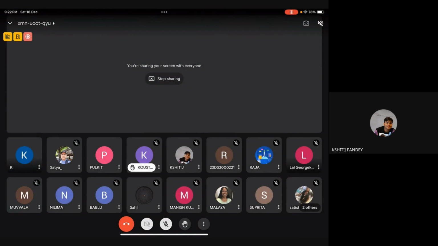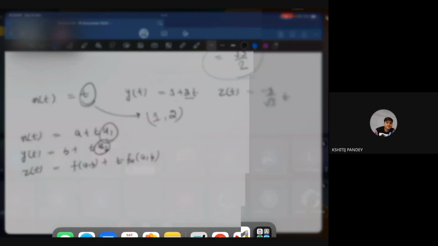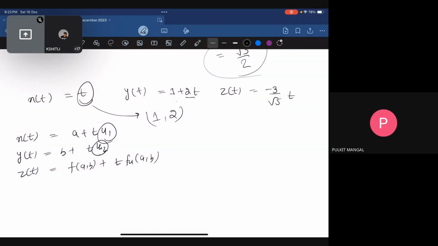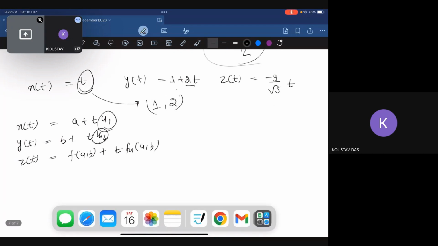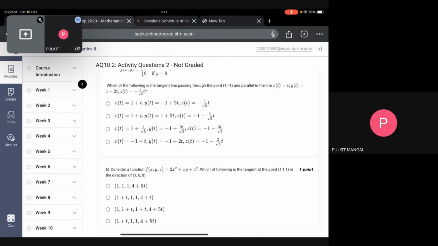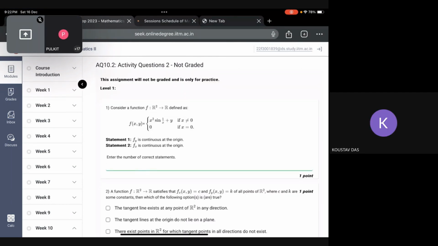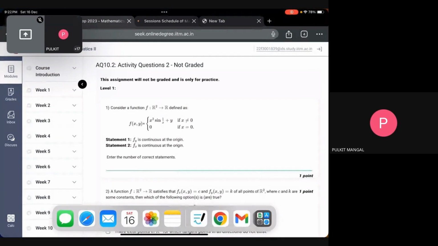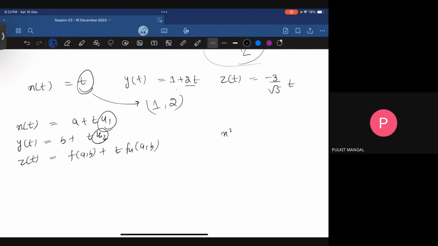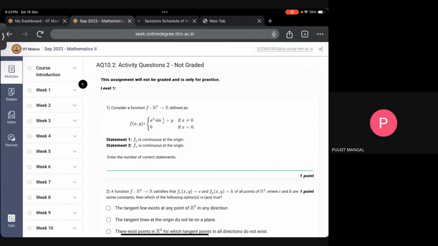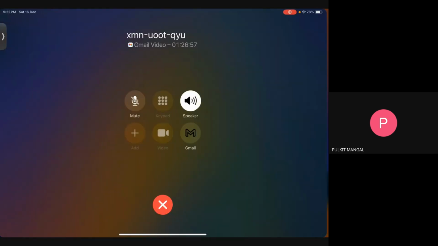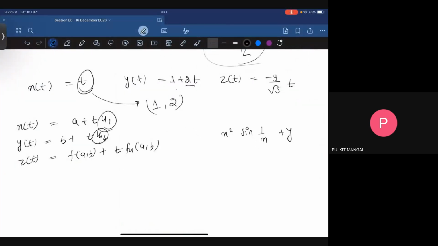Now next, any more doubts, Kshitiz? No, sir. Thank you. Okay, Kaustav, what's your doubt? Sir, activity question 10.2, question number 1. The function is x square sine of 1 by x plus y when x is not equal to 0, and 0 when x is equal to 0.